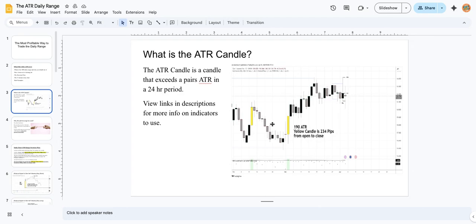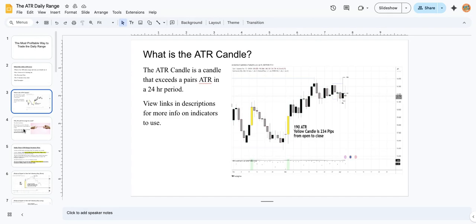That's all. So if the average is 190 and the candle's range is 234, the indicator that I recommend is going to change the color on that. You're wondering, what indicator? Look at the links in the description, where I have a detailed video showing you how to set that up on your TradingView. Okay, so that's that.